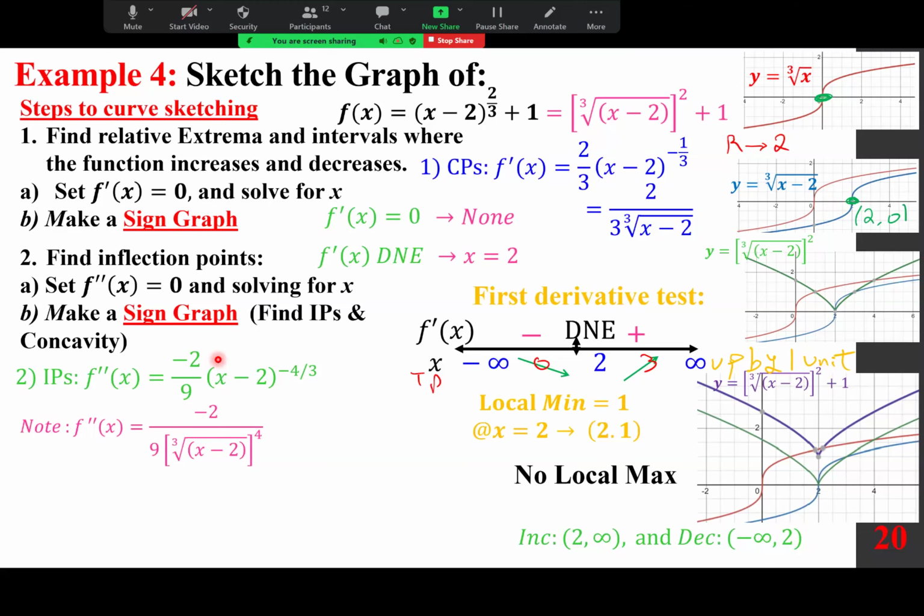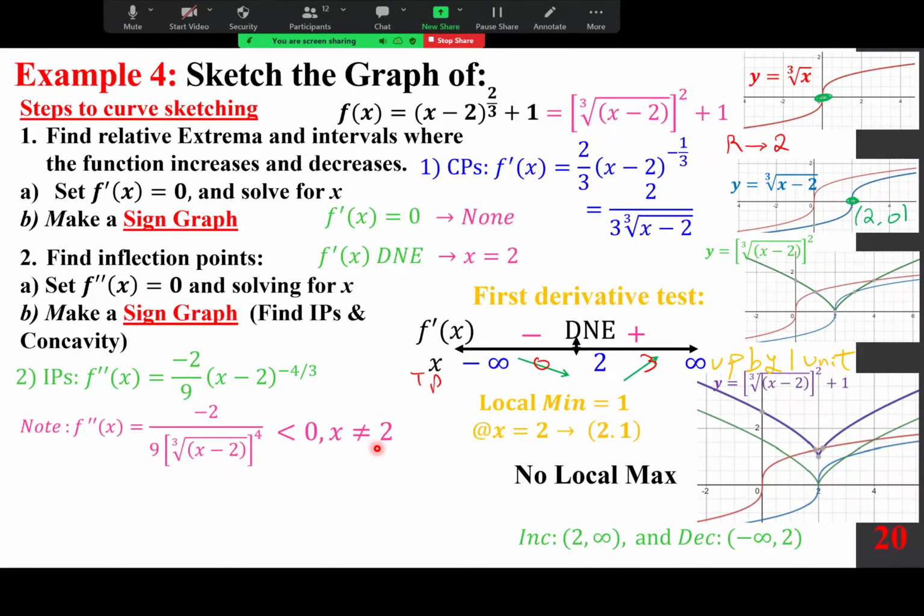What is the denominator? At x equals 2 is undefined. But besides 2, whatever you choose here, whether it's positive or negative makes no difference. The exponent 4 makes it positive. Times 9, it keeps it positive. So the numerator is always negative. The denominator is always positive. The result is negative except at x equals 2. Therefore, it makes the function always concave down.